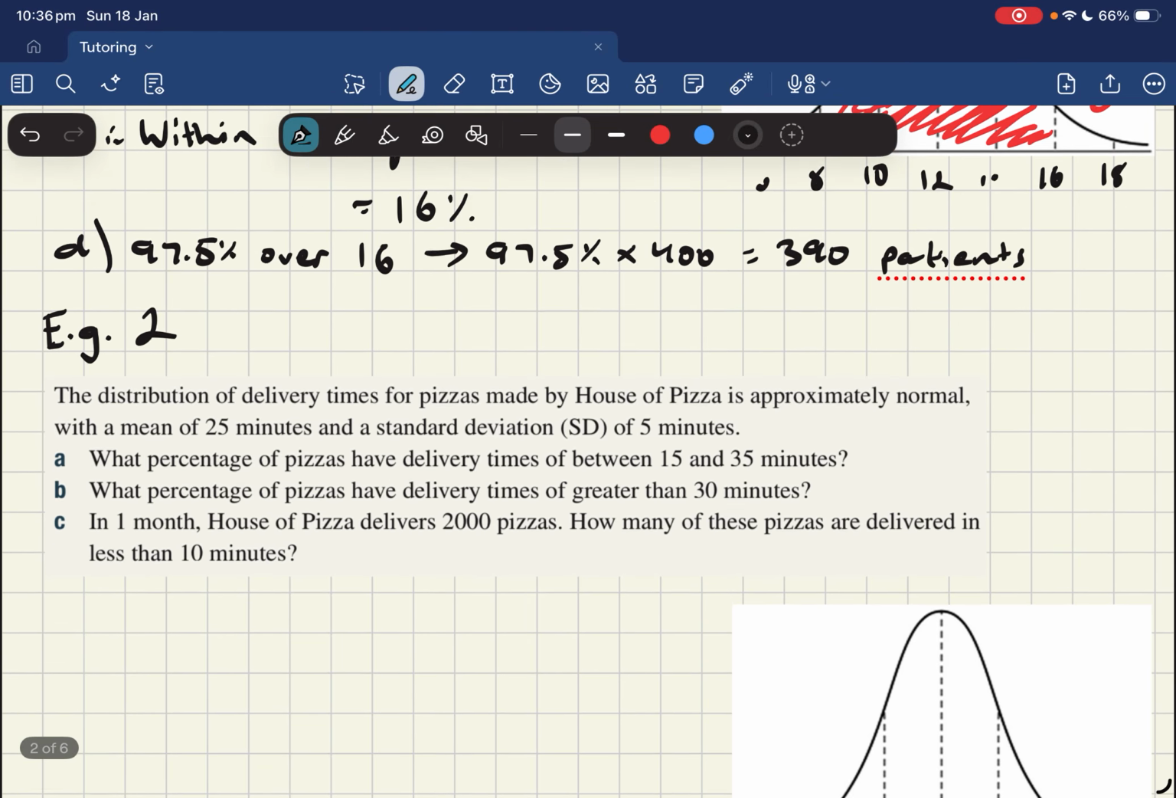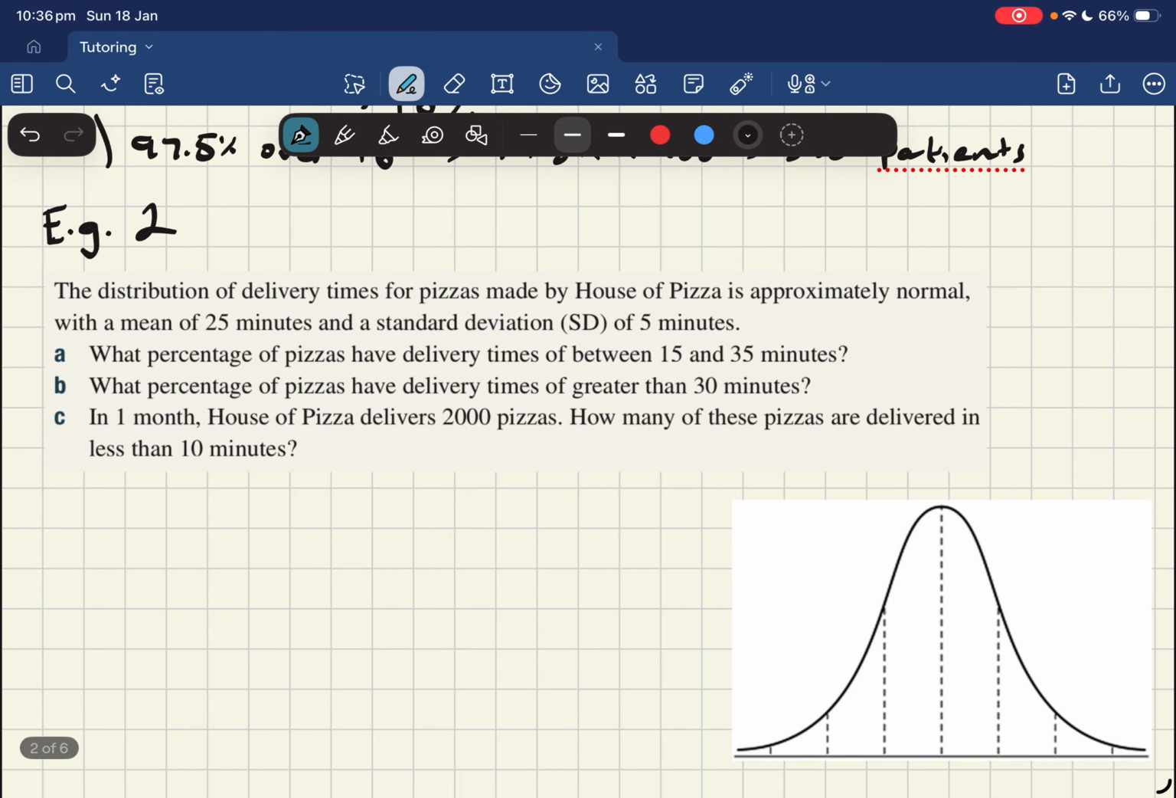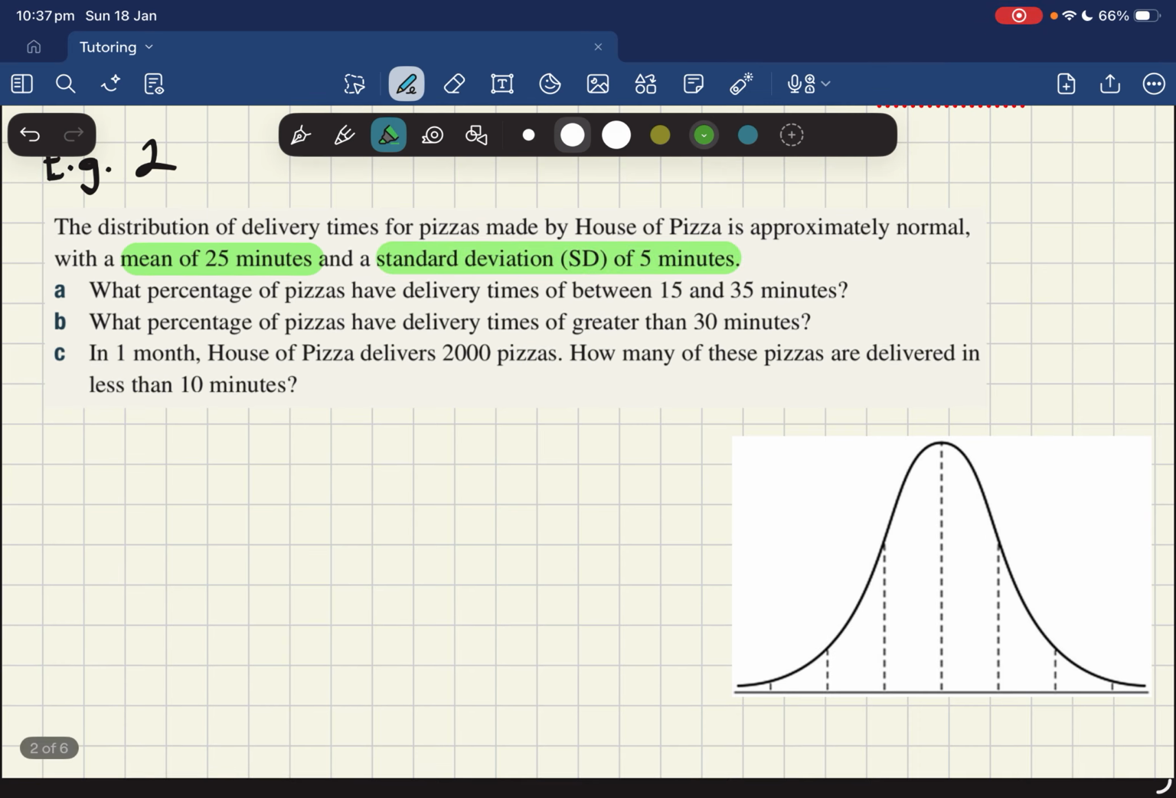Let's do another example just to continue practicing. It's saying here that the distribution of delivery times for pizzas made by House of Pizza is approximately normal, with a mean of 25 minutes and a standard deviation of 5 minutes. So before we do anything, I'm just going to populate these dotted lines with some numbers. So the mean is 25, and it's a standard deviation of 5. So here we're going to go up by 5. So I have 30, then 35, then 40. And then I have 20, 15, and 10.